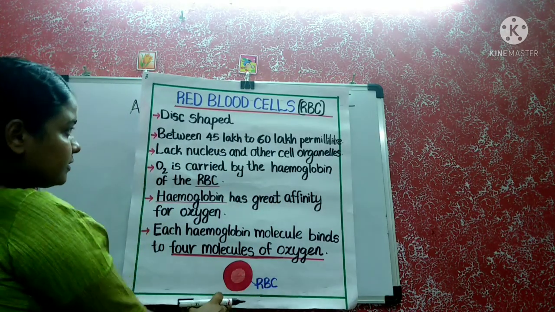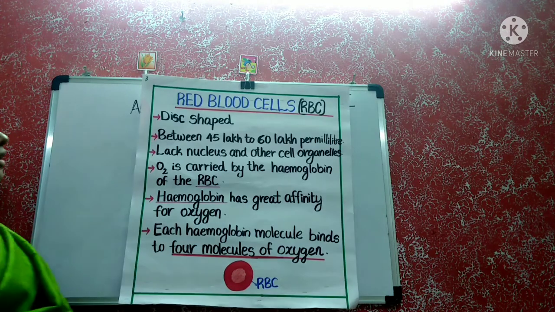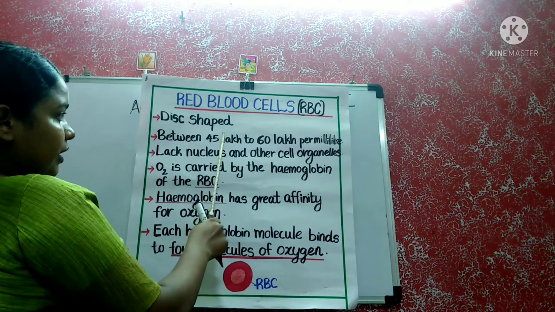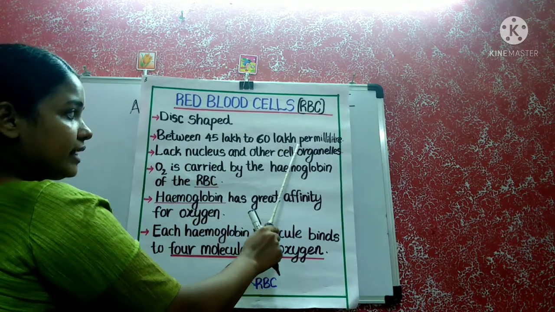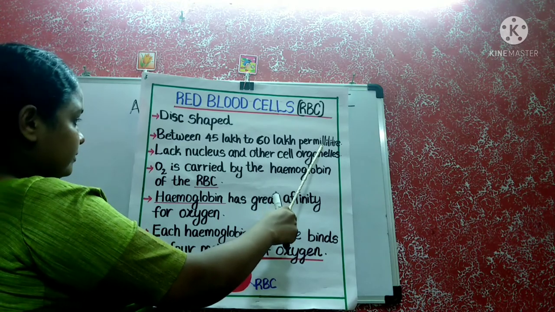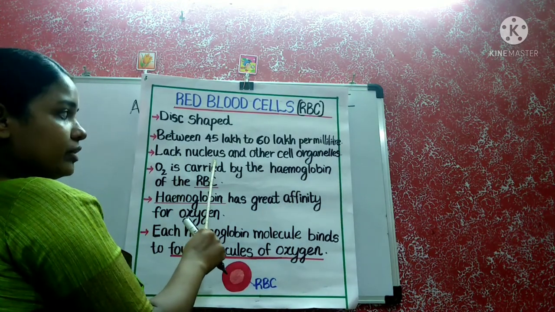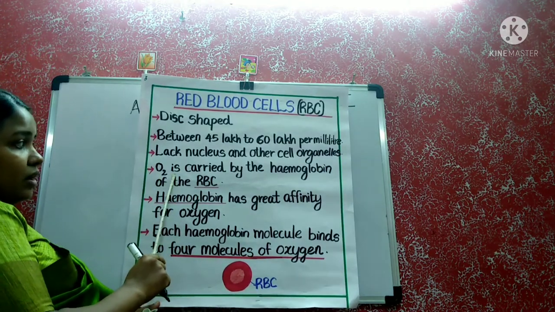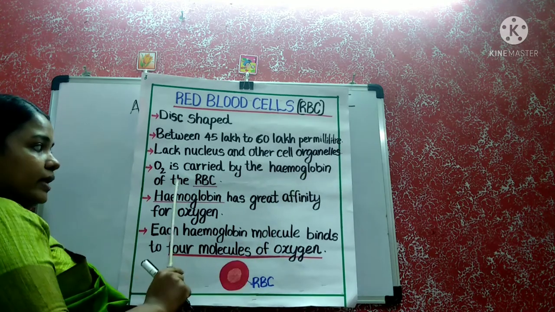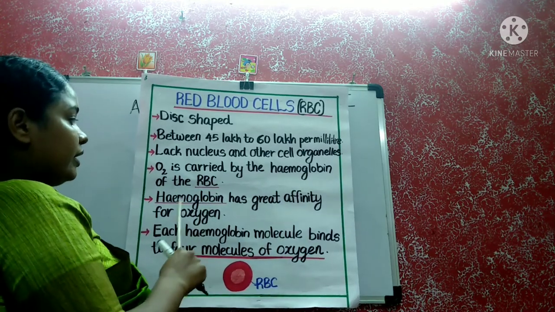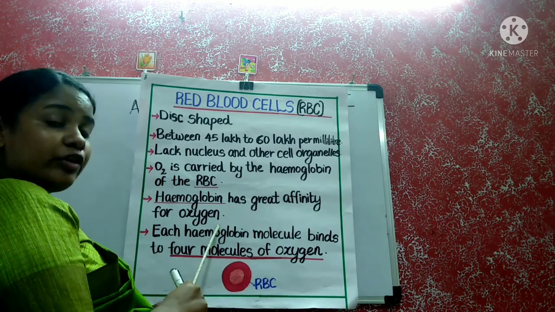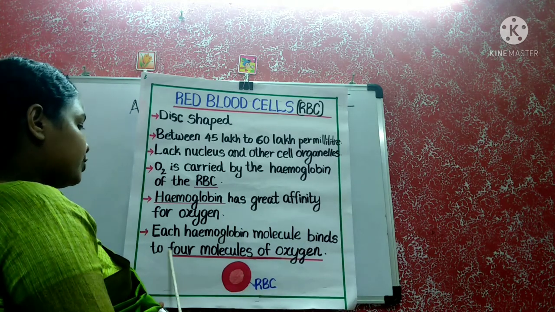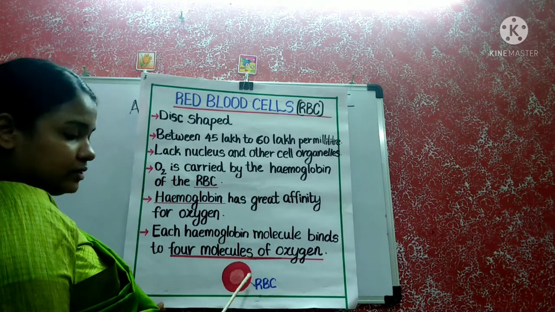Can you see this chart? RBCs or red blood cells are disc shaped structures. Between 45 lakh to 60 lakh per milliliter of blood. Then they lack a nucleus and other cell organelles. The main important point is oxygen is carried by the hemoglobin of the RBC. Hemoglobin has great affinity for oxygen. Each hemoglobin molecule binds to 4 molecules of oxygen.